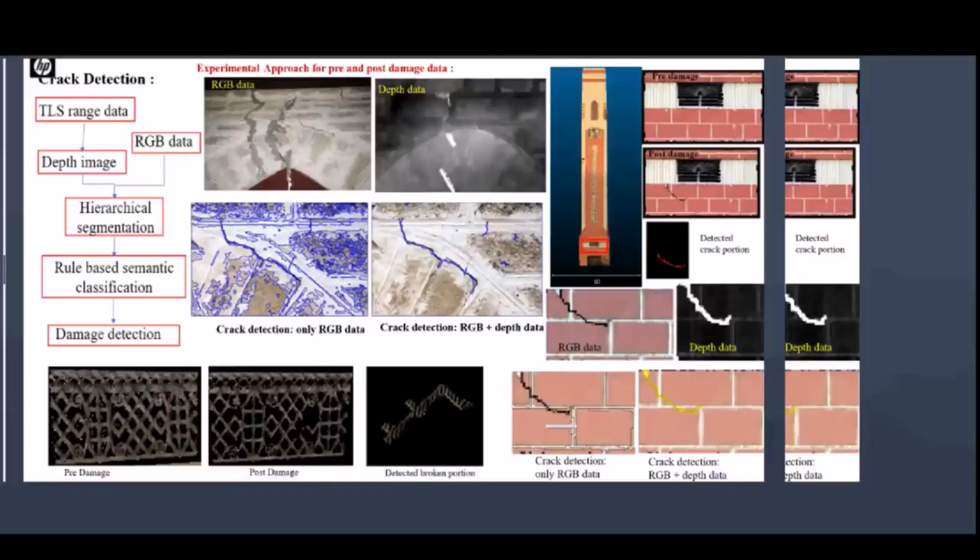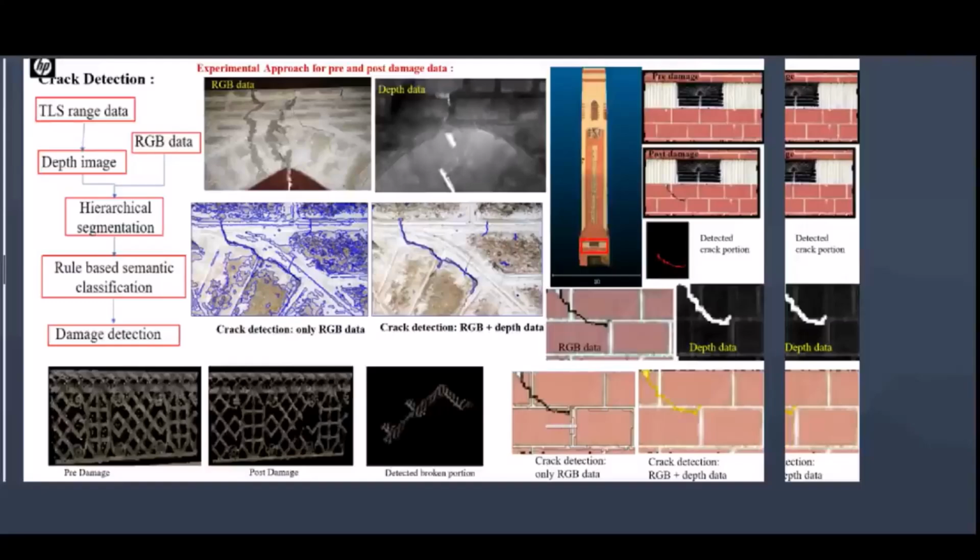Okay, suppose damage has happened in an area, and because of that damage, some part has broken. If you have the pre-damage and post-damage data, then by comparing the pre-damage and post-damage data, we can detect the broken portion also. If you remember, I have shown you the Dharohar application that IIRS has developed. There was one option for co-registration of different point clouds. So you can co-register point clouds of two different dates, one pre-damage and one post-damage, and find out how much is the damaged area.